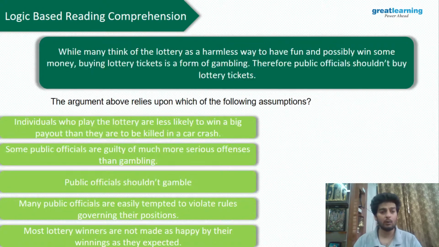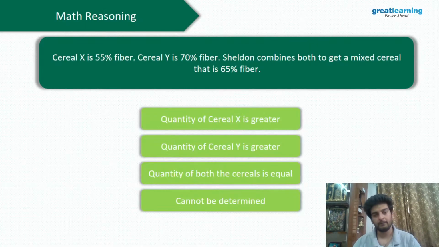So we also have a similar question. Let's do that question over here, right? And now I want you guys to give the answer to this. So this is similar to the question which we have just solved. So cereal X, or cereal, I'm not sure how you pronounce this. It's cereal, isn't it? Yeah, it's cereal X. So cereal X is 55% fiber. Cereal Y is 70% fiber.